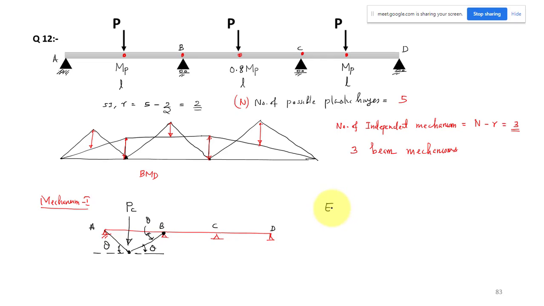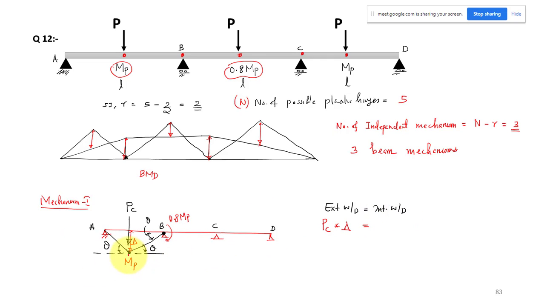I can use the equation: external work done is equal to internal work done. The external work done is PC into delta, where delta is the displacement at this point, and this is equal to the internal work done. At this section we have MB. At this plastic hinge we have MB here and 0.8 MB here. At this point we have to take the least plastic moment value, so 0.8 times MB. That is a crucial point, and a mistake we usually make.